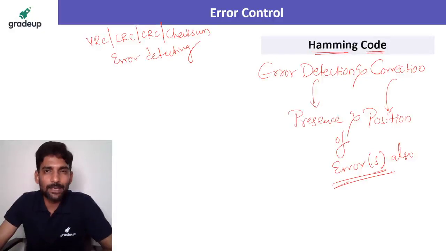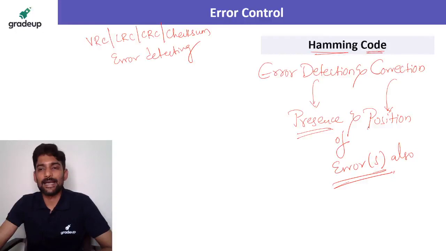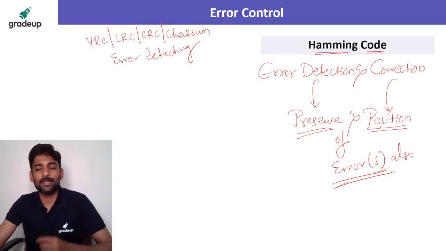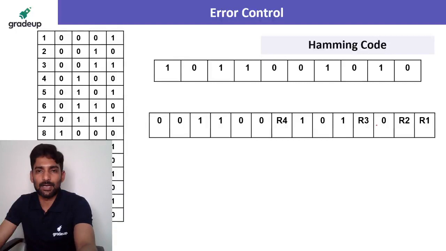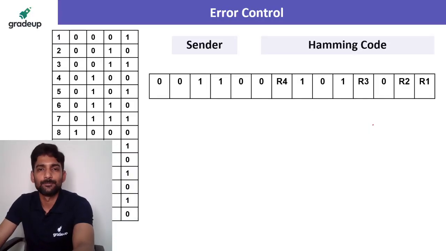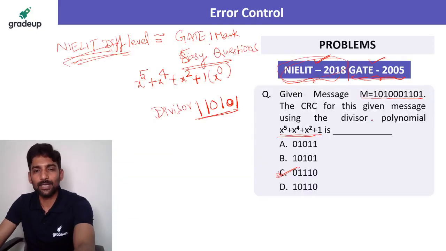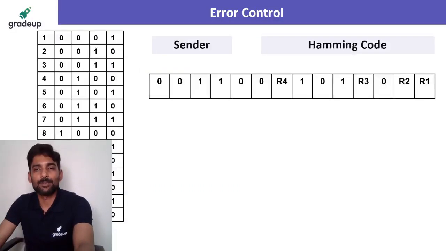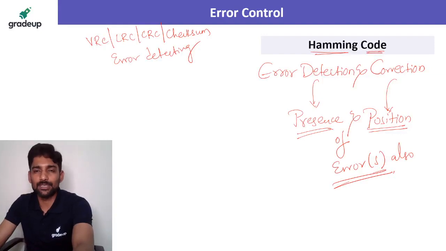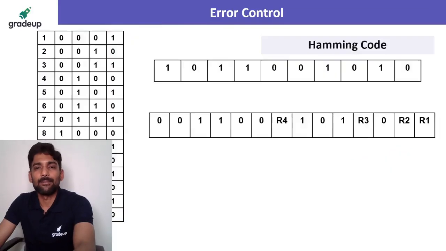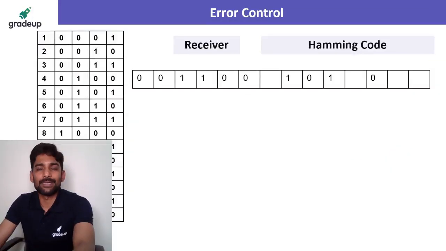How will this be done? How will the Hamming code be able to find the presence as well as the position? We will see in the next class, guys. I have already prepared the examples for you to explain this Hamming code, but as we stuck with this CRC, I think we took a little time on it, so I could not explain this. No problem, guys. We will continue the same in the next class, I mean tomorrow.